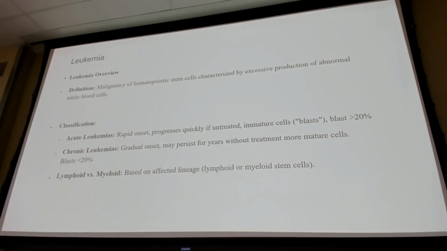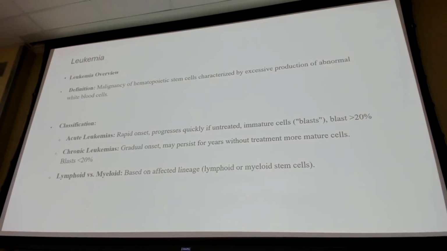Classification, acute. Again, anytime you hear acute, think rapid onset. Acute phase, greater than 20% blast. So when you hear acute, think rapid onset, think immature cell. And the immature cell that we're typically talking about are blast cells.